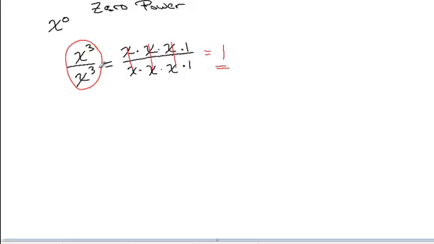Now what we need to do is look at this with our new rules that we've got, and this is a division problem. So we have a like base, and we see that we've got 3 minus 3, and 3 minus 3 is 0. So hopefully you can see now what x to the 0 is. X to the 0 is 1.